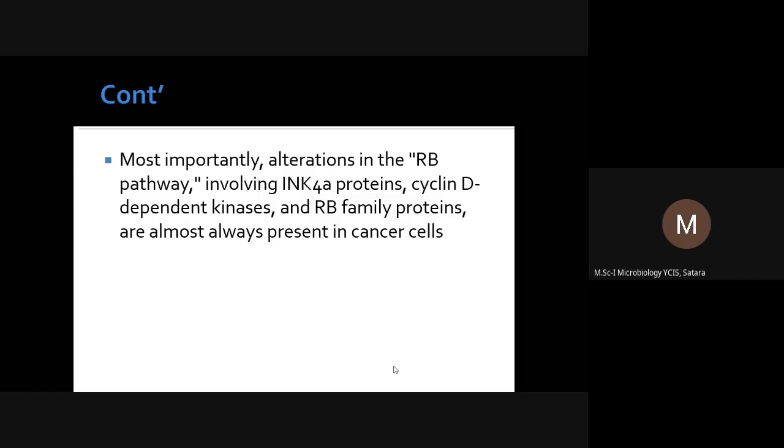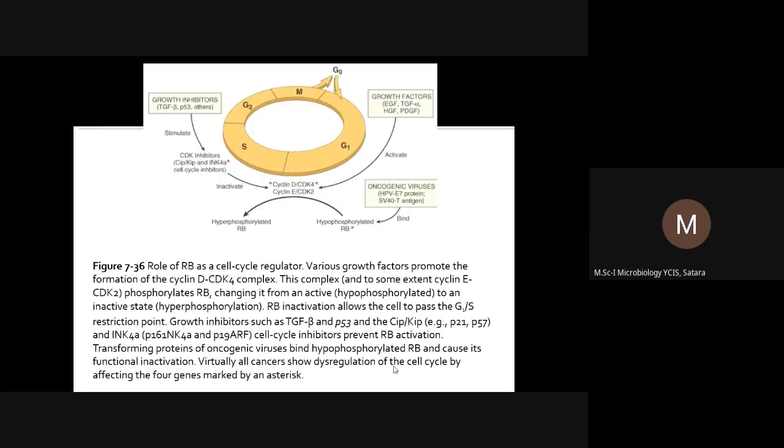Then there is the alteration in the RB pathway, and there is the major role of the cell cycle controlling proteins or enzymes, that is the cyclin dependent kinase CDK. So this is the role of the retinoblastoma as the cell cycle regulator. As it is a tumor suppressor gene, it regulates the cell cycle. Okay, regulate means it inhibits the cell cycle progression in normal condition.